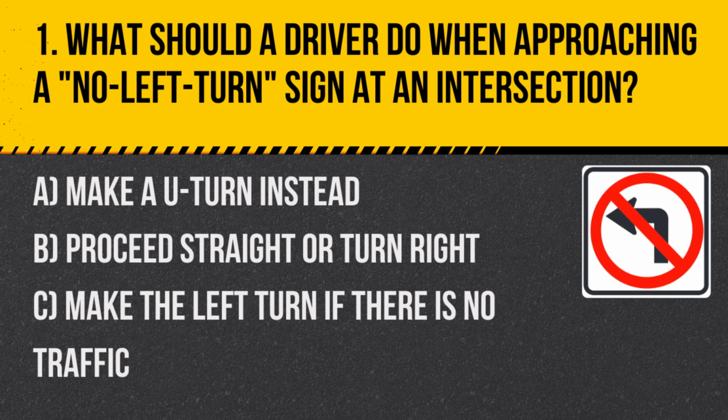Question 1. What should a driver do when approaching a no left turn sign at an intersection? A. Make a U-turn instead. B. Proceed straight or turn right. C. Make the left turn if there is no traffic. Answer: B. Proceed straight or turn right. A no left turn sign means you are not allowed to make a left turn at the intersection.